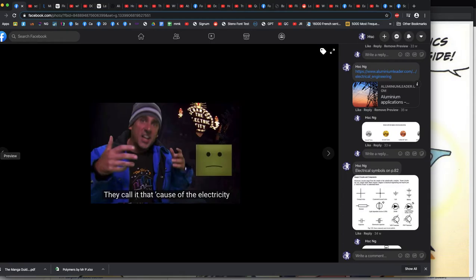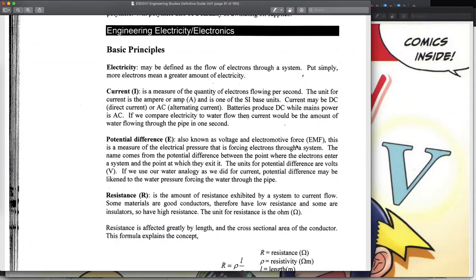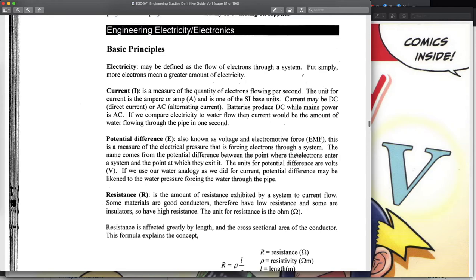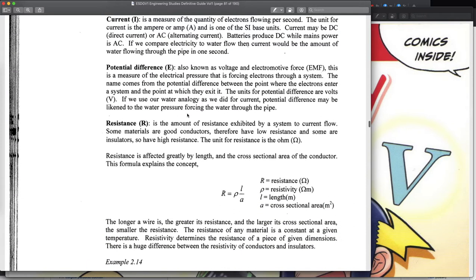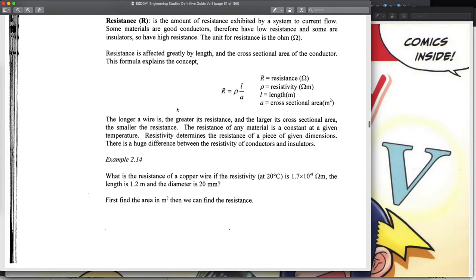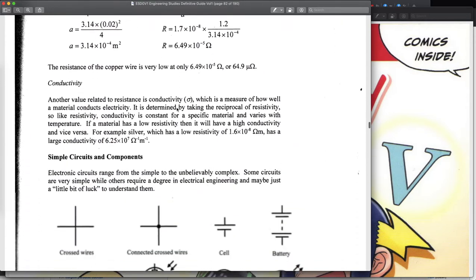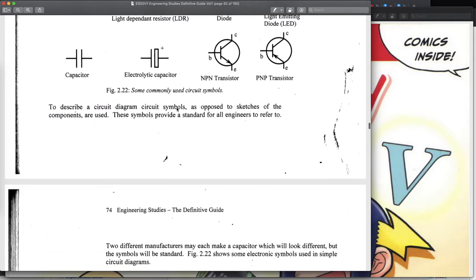Okay, so probably the best place to start is to have a quick look at the textbook and see what the textbook says. Well, first of all, we're going to do some junior physics. So stuff that you probably should have learned in science, somewhere between year 7 and year 9 physics: current, potential difference, which I'm going to call voltage, resistance, and conductivity.